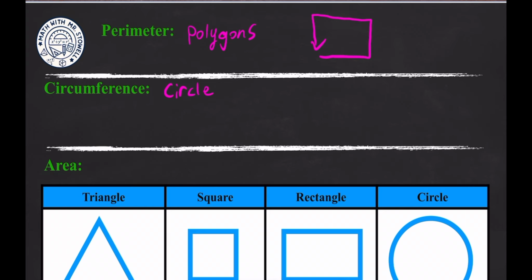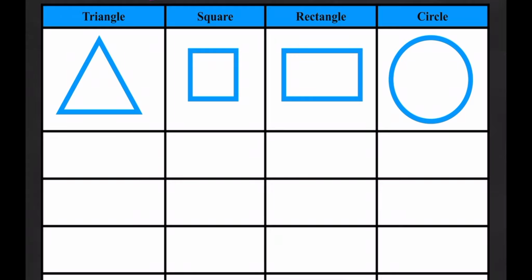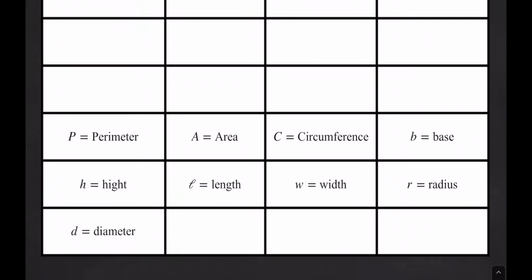Area is the space within the object. So if we have, let's say, a triangle, it's the space that is inside of it, while perimeter is the distance around. Okay, so we're going to have 4 shapes that we're going to look at with perimeter and area. This is the notation we use. Big P is going to stand for perimeter. Big A is area. Big C is circumference. Small b is base, and so on.